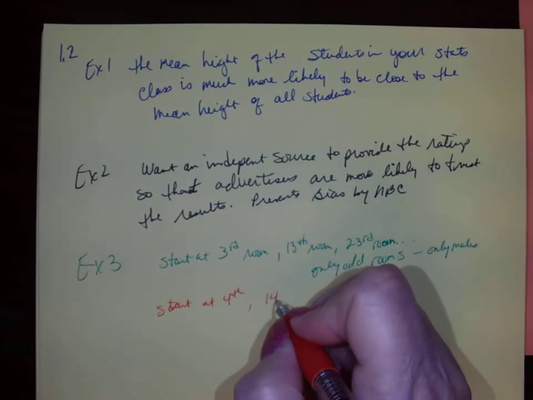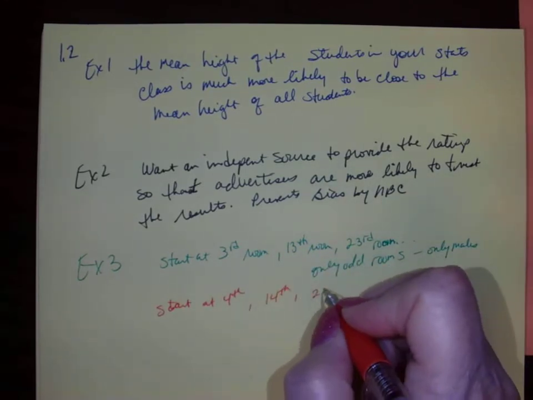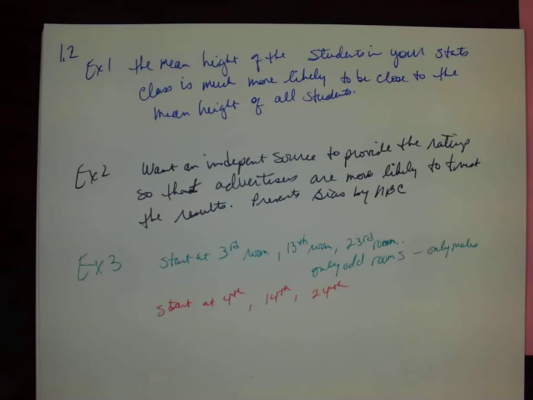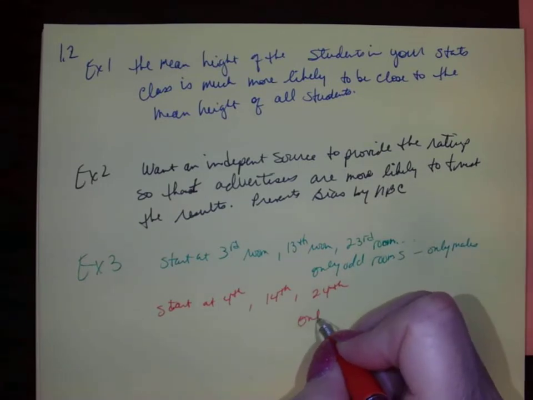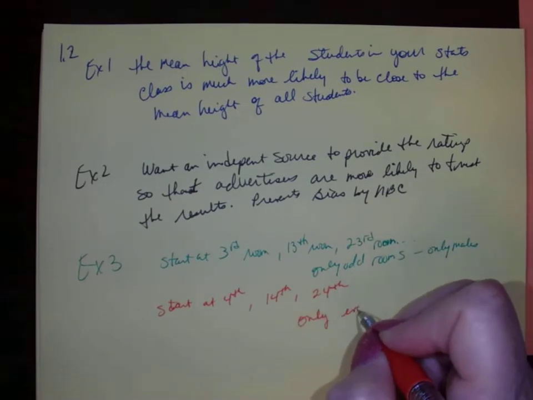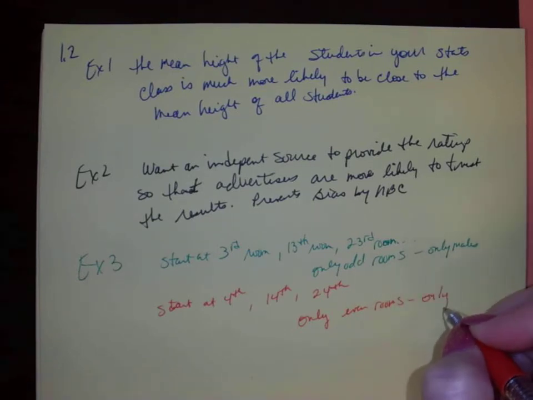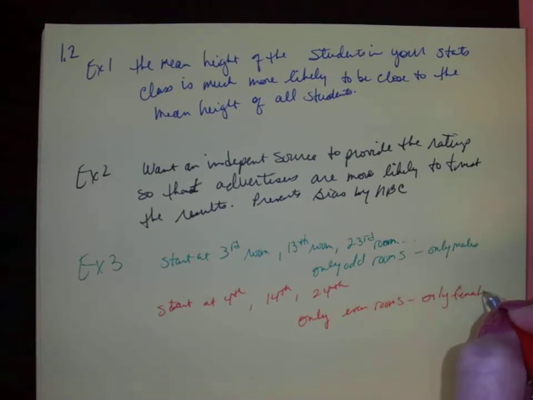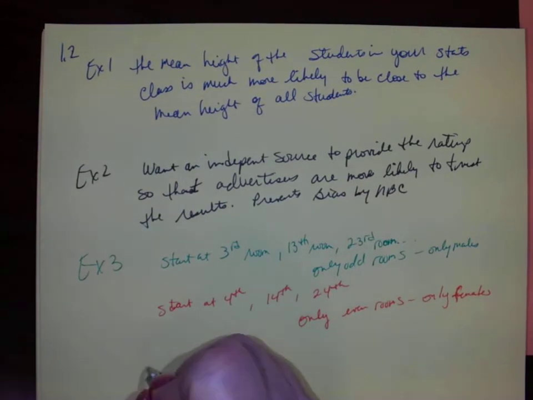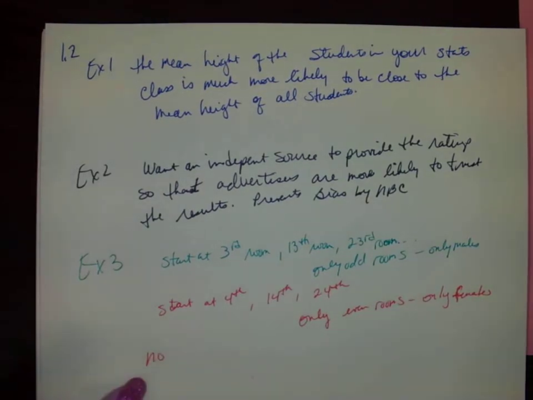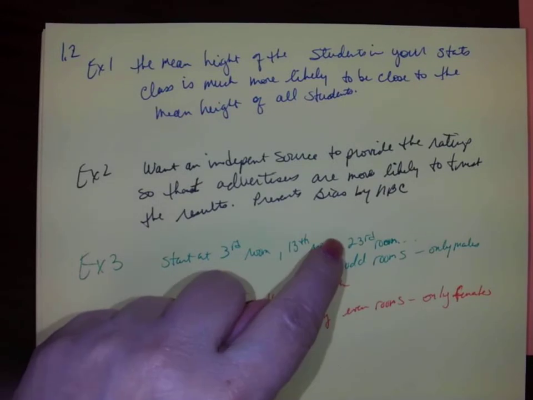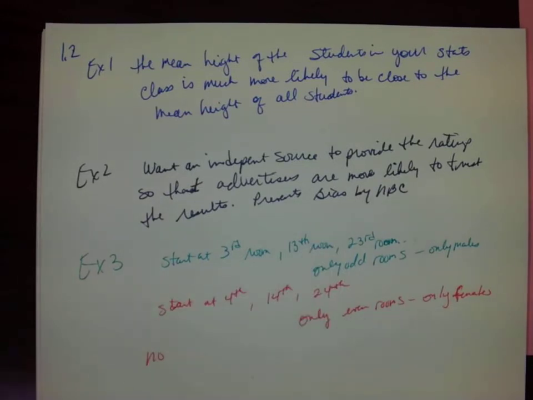Then the next one would be the 14th and then the 24th. Well, in this case, we're only getting even, right? And even rooms are only for females. So that's not going to work, right? So the answer here is no. It's not going to be a representative sample because you're only getting males or you're only getting females.